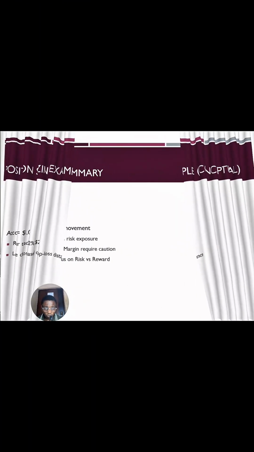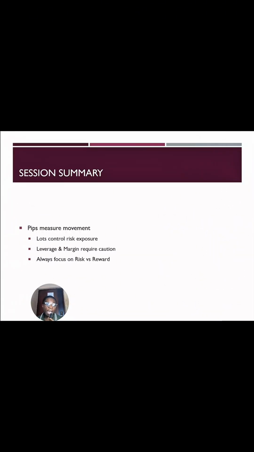And now let's move to the summary, what you've learned so far. We learned that pips measure the movement, lot controls risk exposure, and leverage and margin require caution. We spoke about margin call, and you have to always focus on risk versus reward.